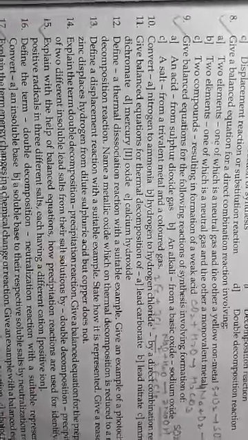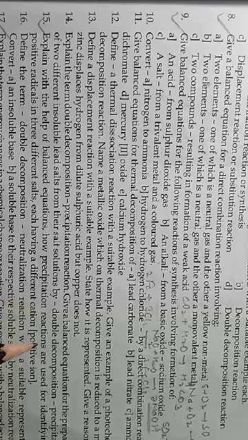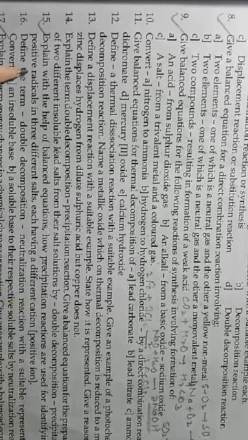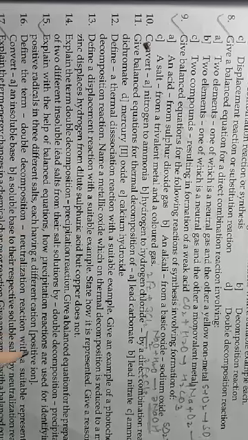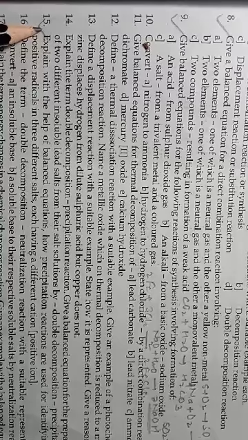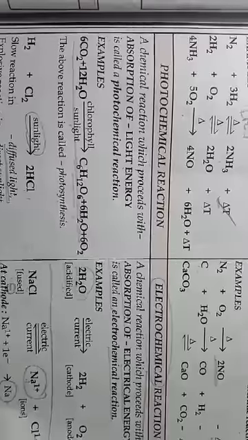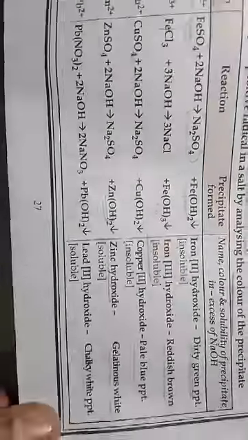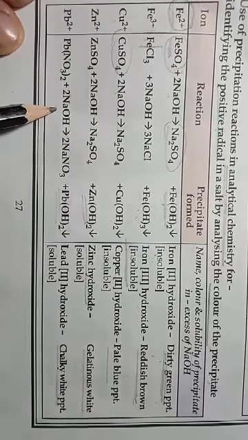Then question number 15. According to this question, explain with the help of balanced equations how precipitation reactions are used for identifying the positive radicals in three different salts, each having a different cation, positive ion. So this is the analytical use of sodium hydroxide. Okay students, so for the answer of this question, you can just go over this portion of your book. Okay students, so here you will get the answer of question 15.